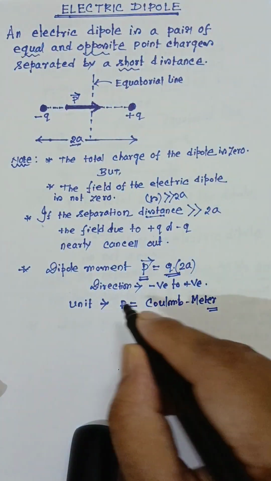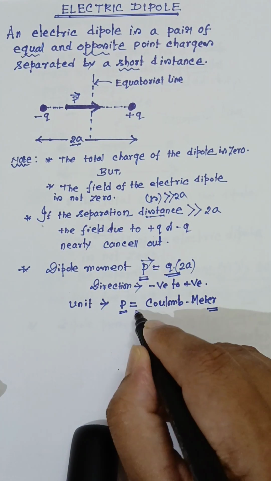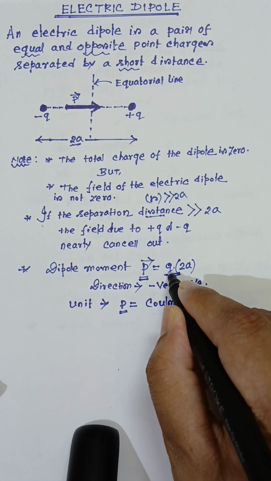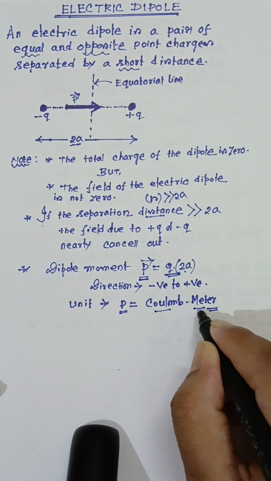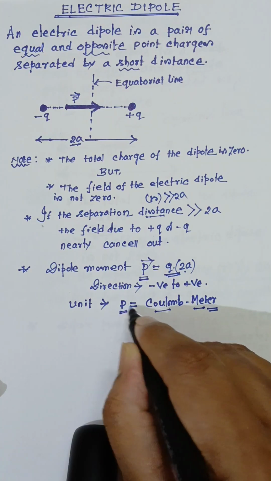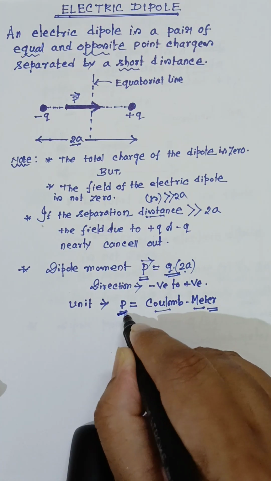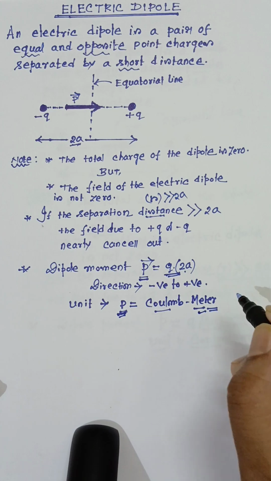And the unit of the dipole moment is charge into distance. The charge unit is coulomb, and the distance unit is meter. So the unit of the dipole moment p is coulomb meter.